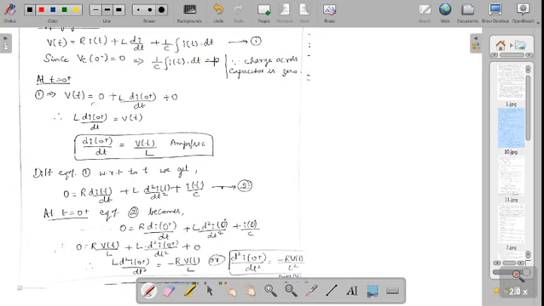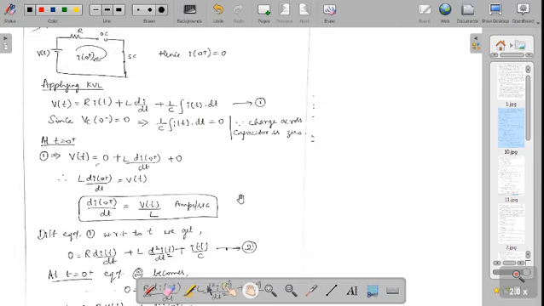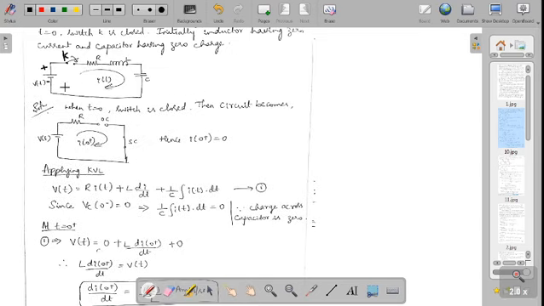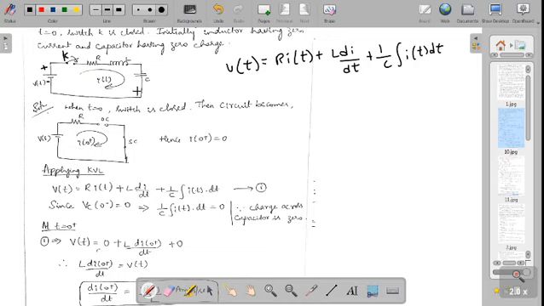So now you differentiate equation 1 with respect to t again. This was the equation which you found out by applying KVL to this circuit. That is, V of t equals R into I of t plus L into di by dt plus 1 by C into integration of I of t into dt. You differentiate this again with respect to t.